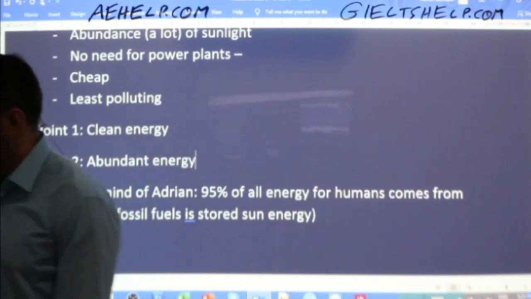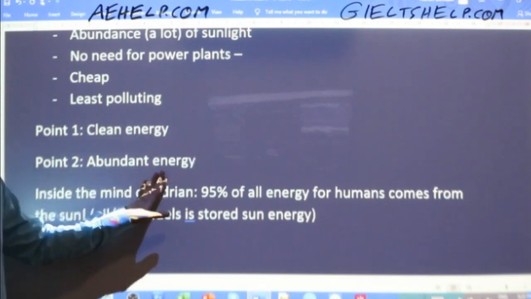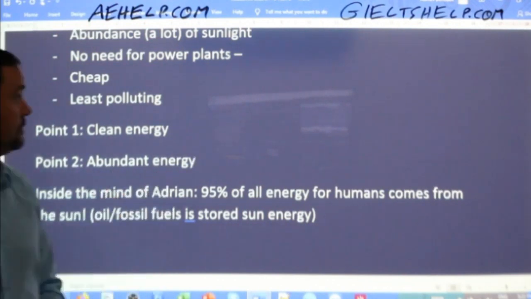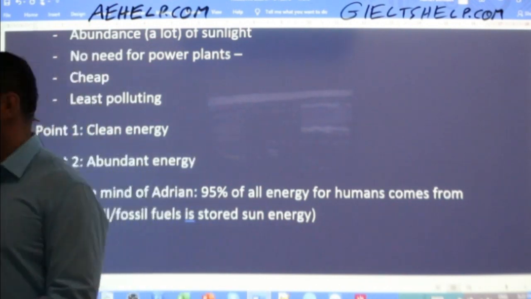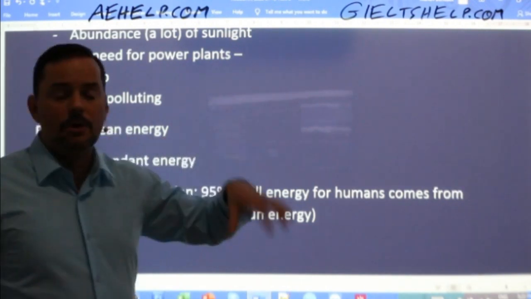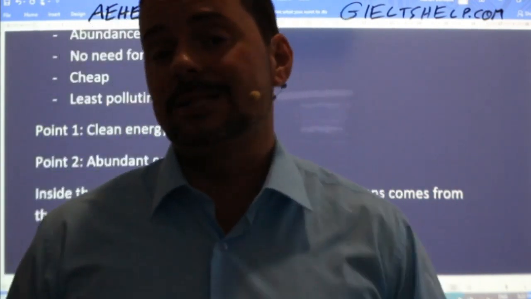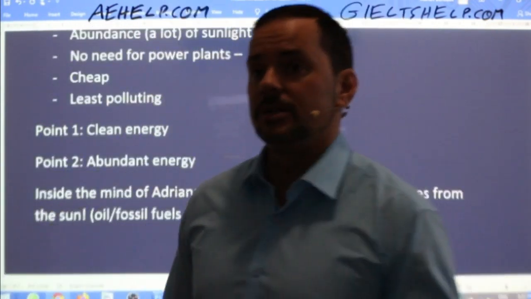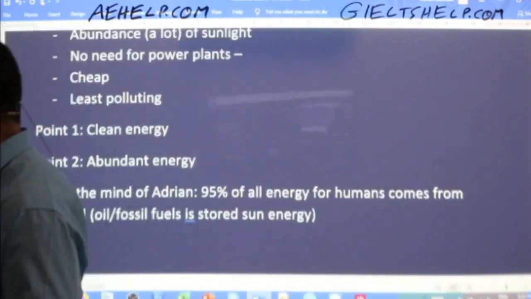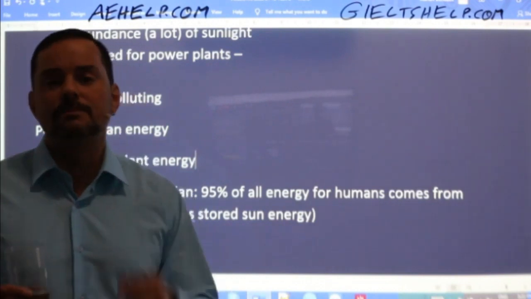So these would be my two points: clean and abundant energy source, solar energy. Okay? Now with these points, I'm ready to write the most important sentence of my essay. What's the most important sentence of my essay, students? Okay. So what is the most important sentence?